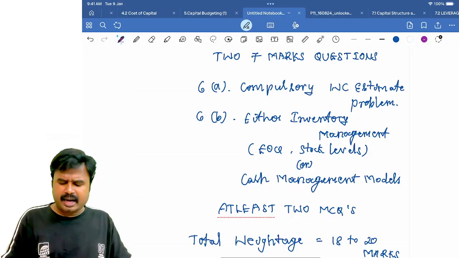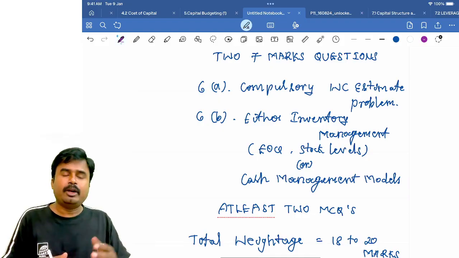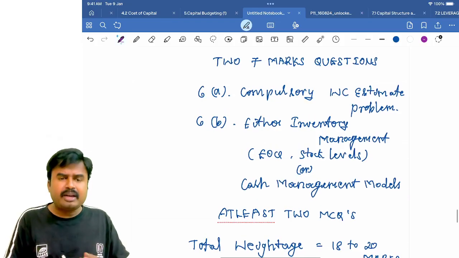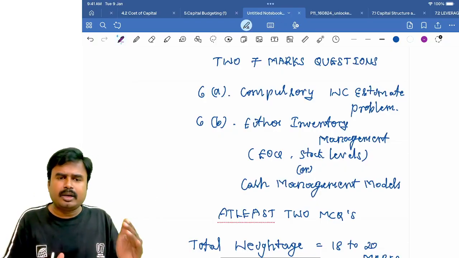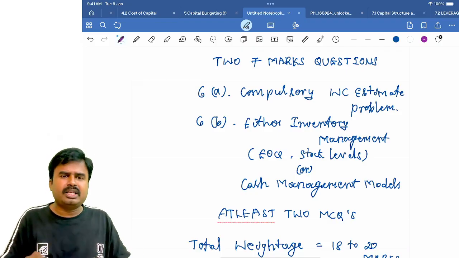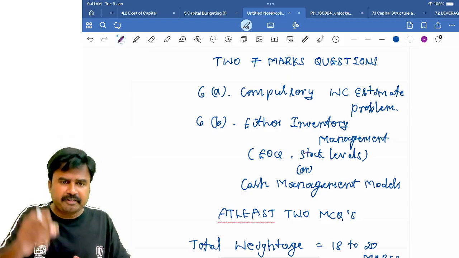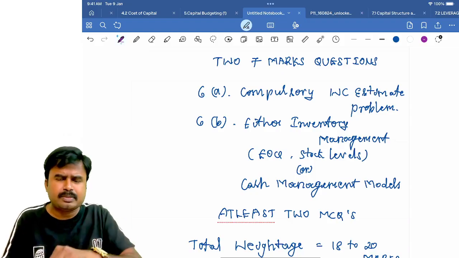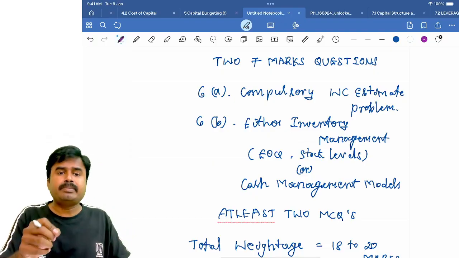And 6B, this is something interesting. Most of the cases they ask you to calculate economic ordering quantity, stock levels, reorder level, and also total cost computation at EOQ level or some other reorder quantity level. This particular inventory management is nothing but the materials chapter under costing. If you're good at the materials chapter under the costing subject, then you can easily cover this concept called inventory management. So please refer to inventory management under the materials chapter. This is so important even for the financial management subject, because definitely they ask you at least a 7 marks question from this particular inventory management. Either they are going to give you inventory management or cash management models.